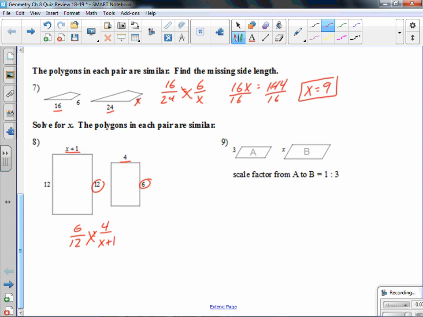Cross multiply. And have 6 times x plus 1 equals 48. 4 times 4. Distribute the 6. 6x plus 6 equals 48. Subtract 6 from both sides. The 6x equals 42. And divide by the 6. We get x equals 7.